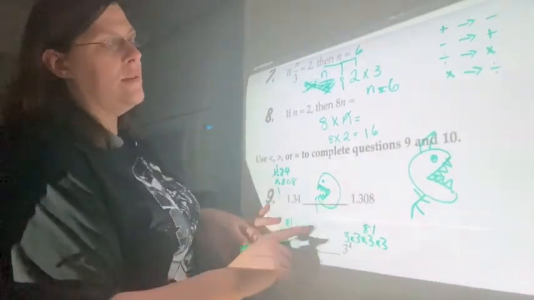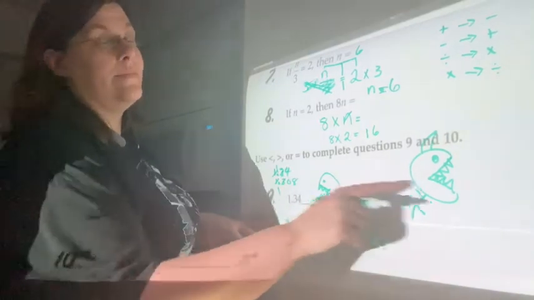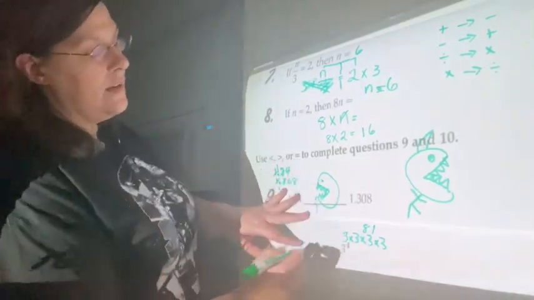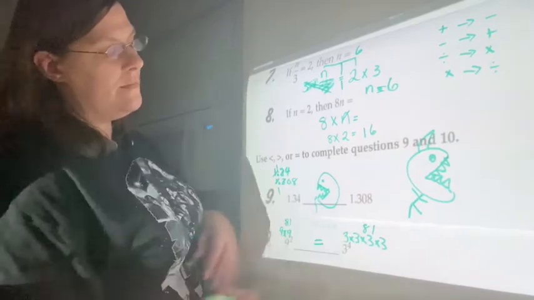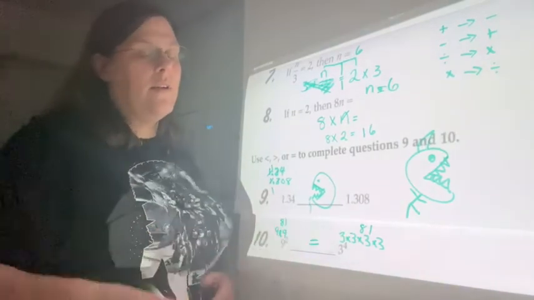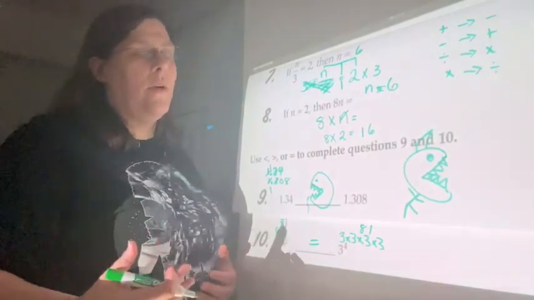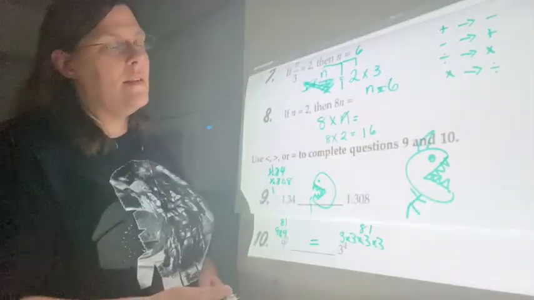So if this side's 81 and this side's 81, does the monster get to eat? Monster doesn't eat because both sides are equal. He's confused. He's like, I don't know what to eat. Psh, I'm running away. And the monster ran away. So that's what that one's doing right there.